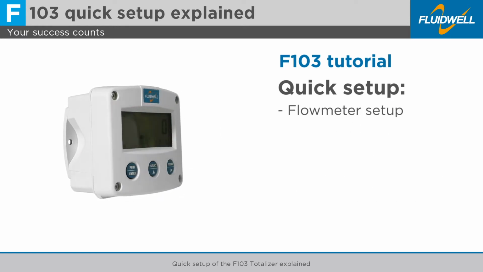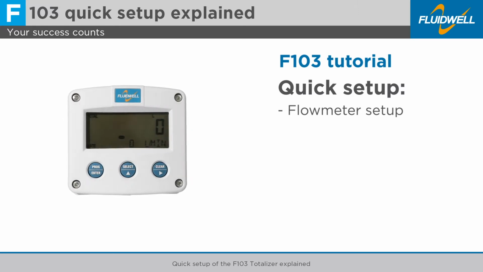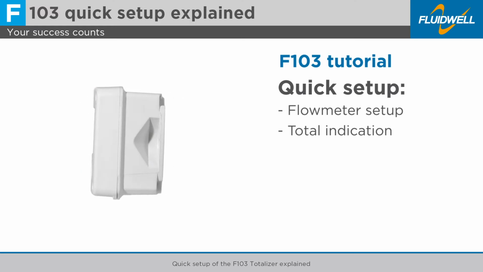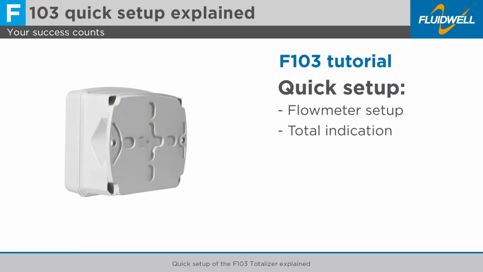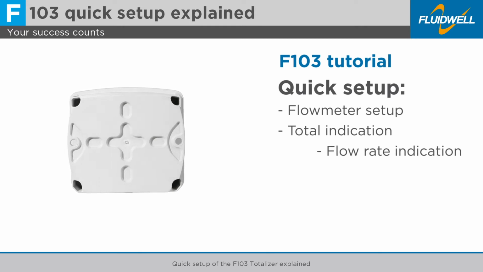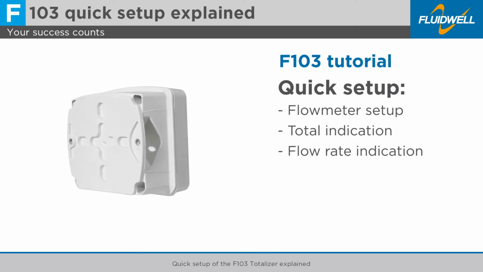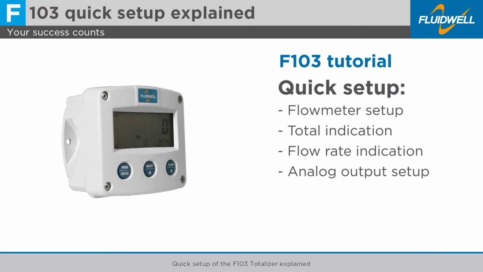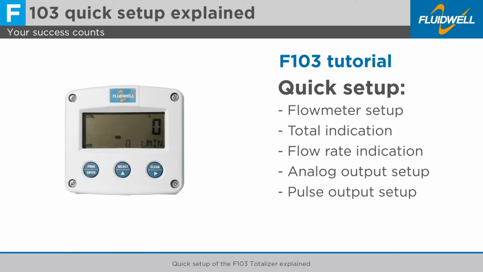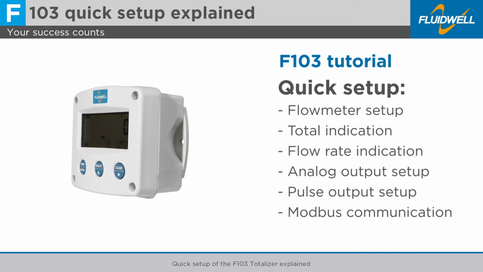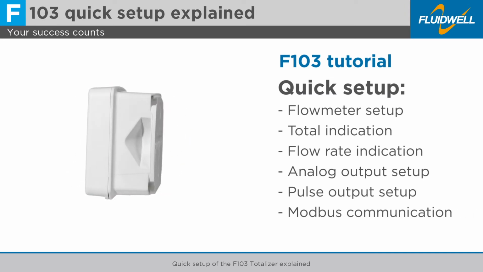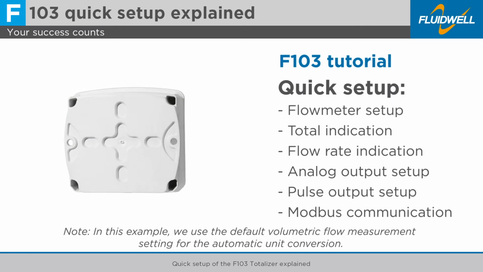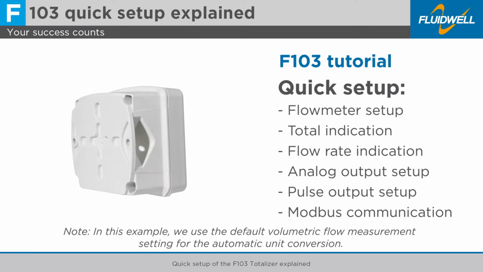Flowmeter setup, like signal type, measuring unit and K-factor of the installed flowmeter. Total indication, like measuring unit and decimals of the displayed totals. Flow rate indication, like measuring units and decimals of the displayed flow rate. Analog output setup, pulse output setup, Modbus communication setup. Note, in this example, we use the default volumetric flow measurement setting for the automatic unit conversion.